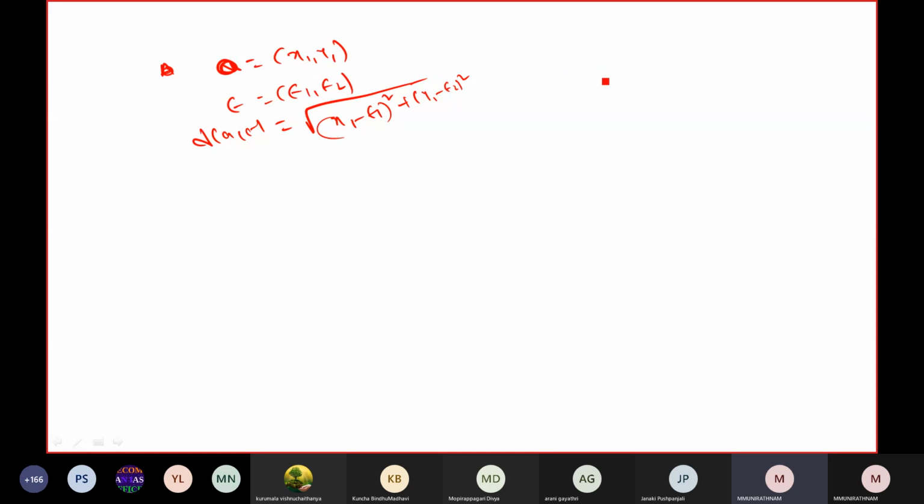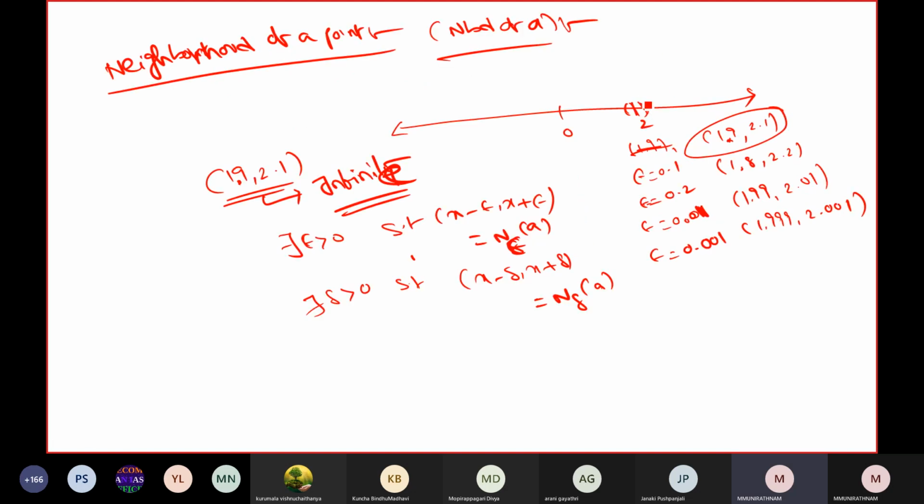Now you will see. The point A we have taken is (x1, y1). So then your neighborhood in the case of two dimensions is not only from the left side, not only from the right side, okay. So that will be all directions. In the case of the real line, it is only a straight line.